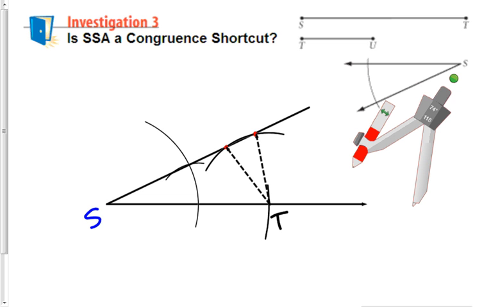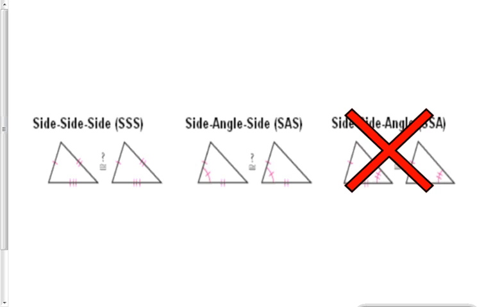So this is the first instance where we see the pieces that are given to us, the two sides and the non-included angle, are not enough information for us to conclude that the two triangles would be congruent. So what we conclude here is that side-side-side is a congruent shortcut, side-angle-side is a congruent shortcut, but side-side-angle is not a congruent shortcut.